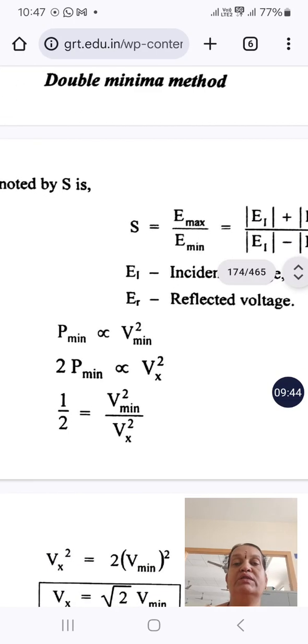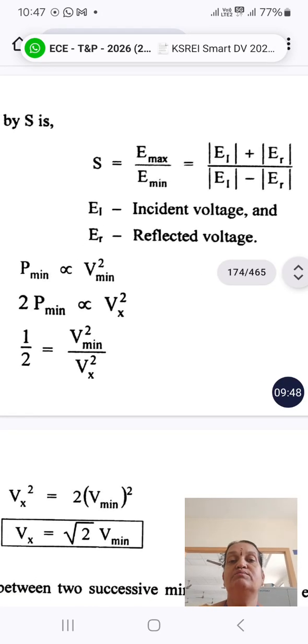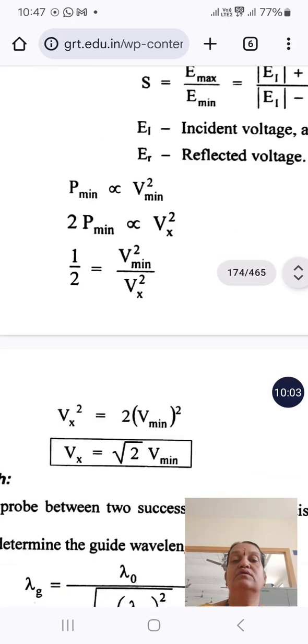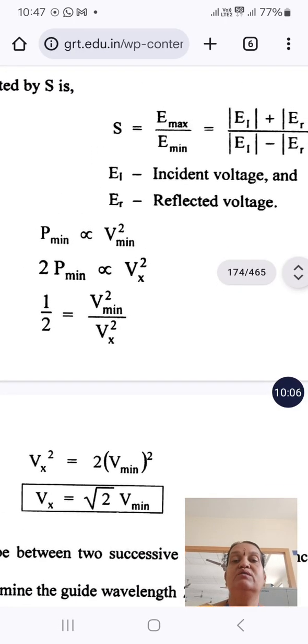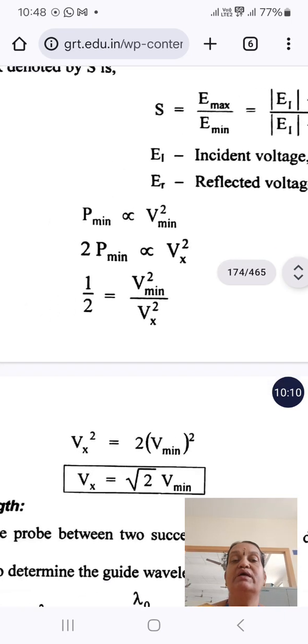Another method is that VSWR can also be denoted by Emax by Emin. We know that Vmax by Vmin can also be written. So E max depends upon the value of the incident wave plus the reflected wave, and E min is the incident wave minus the reflected wave. So E max by E min can be represented as incident wave plus reflected wave by incident wave minus reflected wave.